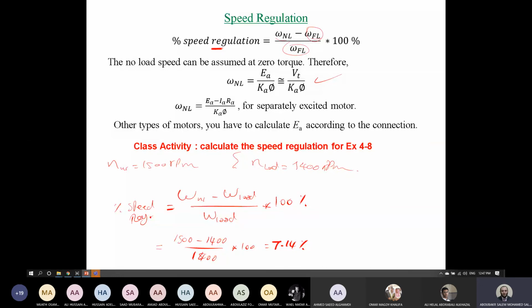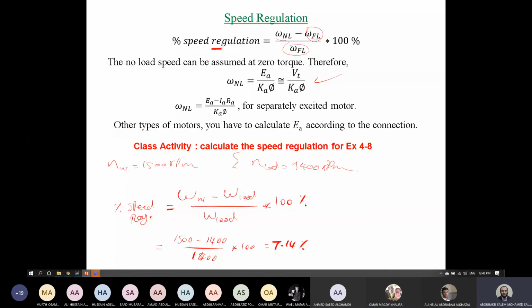Referred to what? It's up to the relation. It can be referred to no load or full load, up to the relation given in the lab manual. If it is related to the no load voltage, you should divide by EA. In some other references, you may find it referred to the full load voltage, so you should divide by VL. So it's the same concept as we made in the transformer.